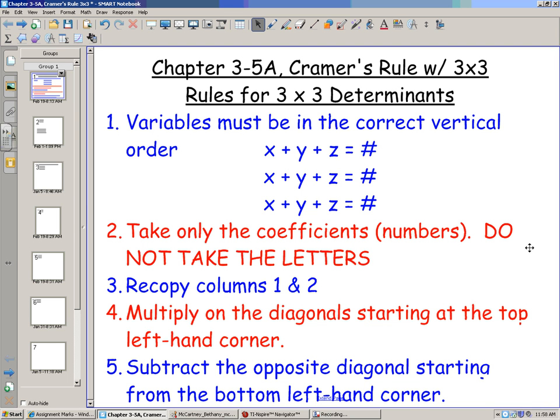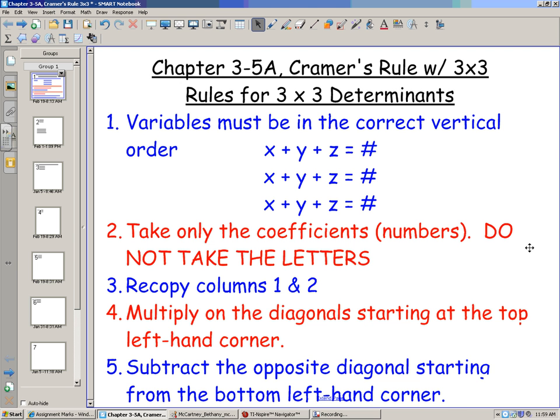Cramer's rule for 3x3s. Okay, just like we have been doing for how long now? You had to have them all lined up, right? X's over X's, Y's over Y's, Z's over Z's, equals over equals, number over number. You get me?